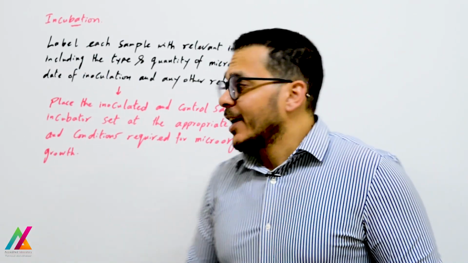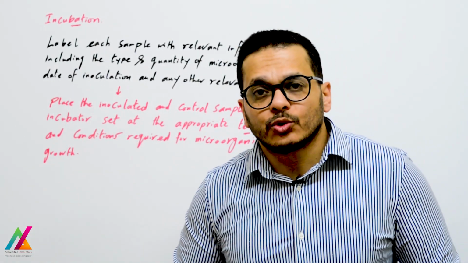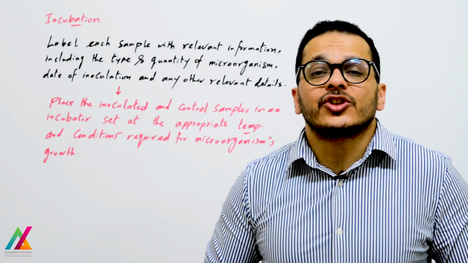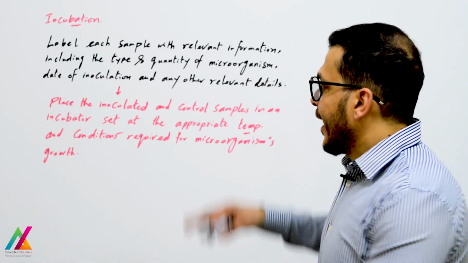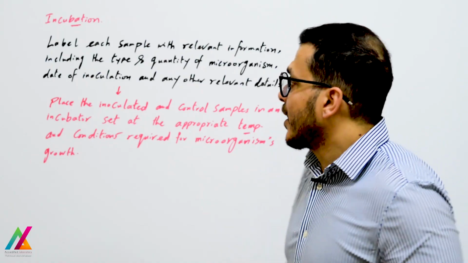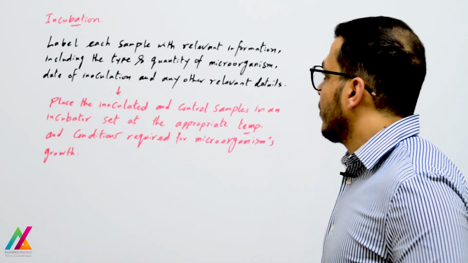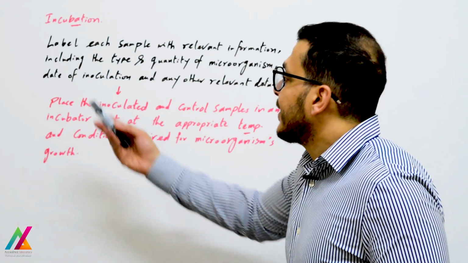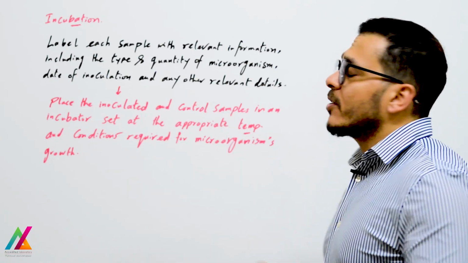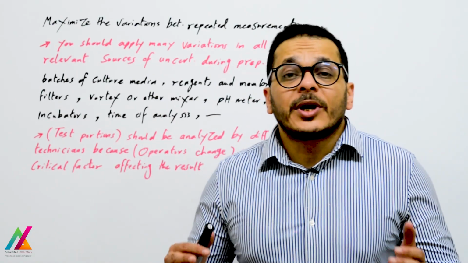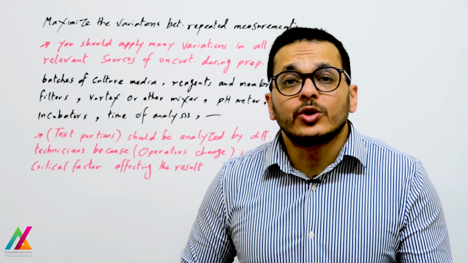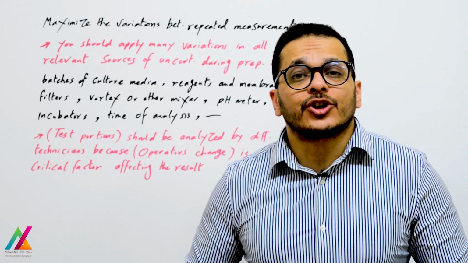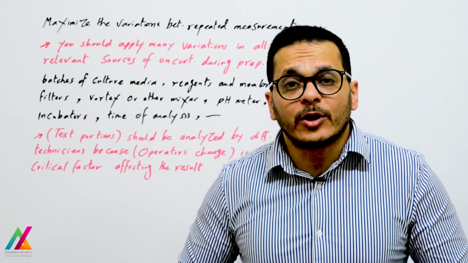Then incubation. You should place the inoculated and control samples in the incubator, which is set at the required temperature and the conditions required for the growth of microorganisms. These samples shall be labeled with the relevant information, including the type and quantity of microorganism, the date of inoculation and any other relevant details. So you have prepared the inoculated or spiked samples and control samples and kept them in the incubator.